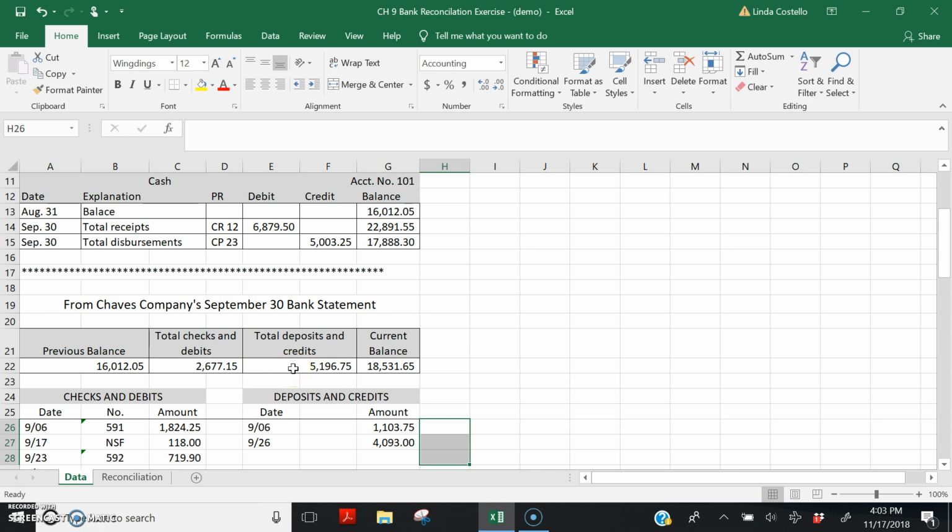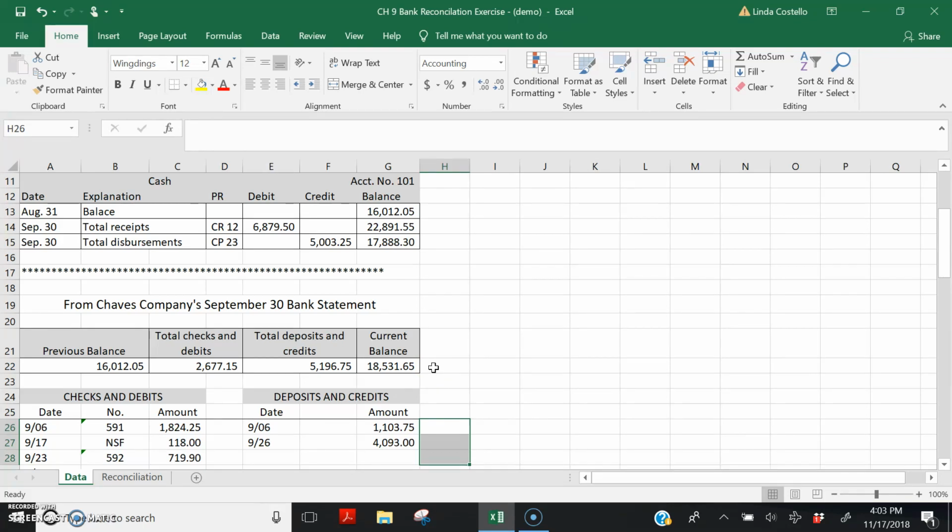plus deposits totaling $5,196.75 added to the bank account, giving an ending bank balance of $18,531.65. This is the balance per bank as of September 30th.